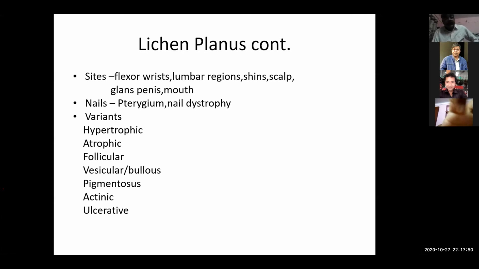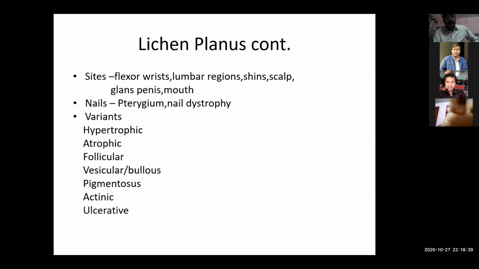Again, like psoriasis, what are the clinical variants of lichen planus? We can have hypertrophic lichen planus, which is raised, thickened plaques, hyperkeratotic. Usually shins are a location for it, and it's very, very difficult to control. It may take several years to control hypertrophic lichen planus. So this is very important. Then we have atrophic, the other part of the story, atrophic lichen planus. Follicular lichen planus, scalp lichen planus: lesions may involve or surround the hair follicles. It is called follicular lichen planus.